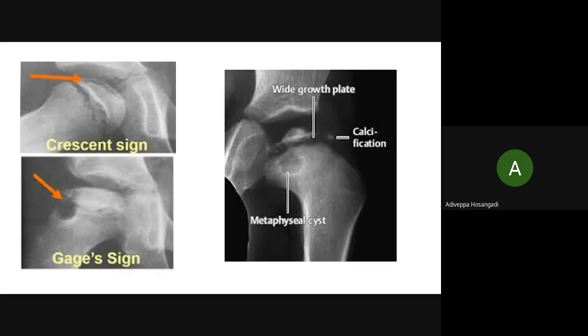So I want to show repeatedly. You will remember the images. That's why I am showing all this. So the wide growth plate, calcification here, metaphyseal cyst which was not seen in earlier X-rays. You can see very well. Horizontal growth plate. All these are head at risk signs, and that means you are finding a Perthes disease with a poor prognosis.